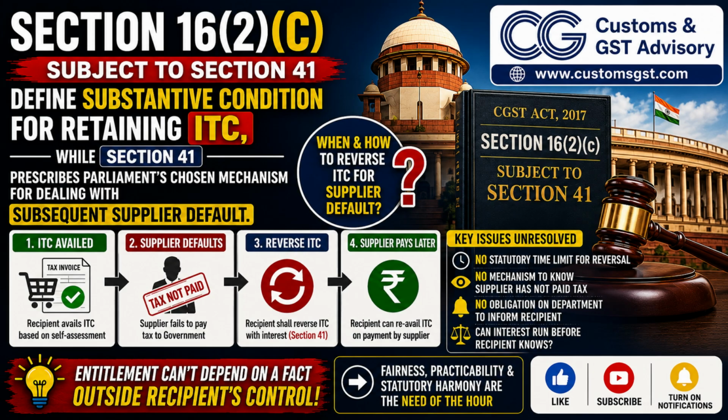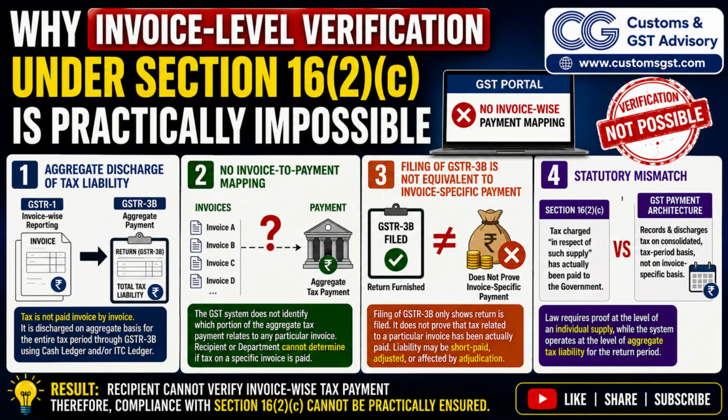What is the practical difficulty under the GST system? Suppliers upload invoices through GSTR-1. Recipients receive those invoices in GSTR-2B. The recipient pays the supplier including GST. Everything looks perfectly valid, but here's the problem. The supplier never pays tax invoice by invoice. Instead, the supplier pays one consolidated tax liability through GSTR-3B. So here's the critical question. How can the recipient ever know whether the tax relating to his particular invoice has actually been paid? This is where the statutory problem begins.